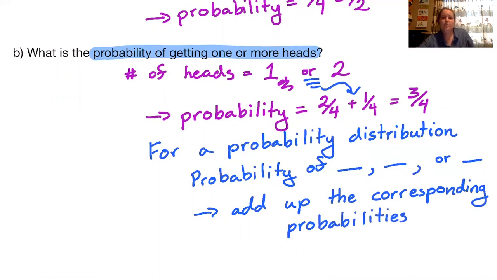All right, so that's basic probability distributions. We'll deal more with interpreting them.